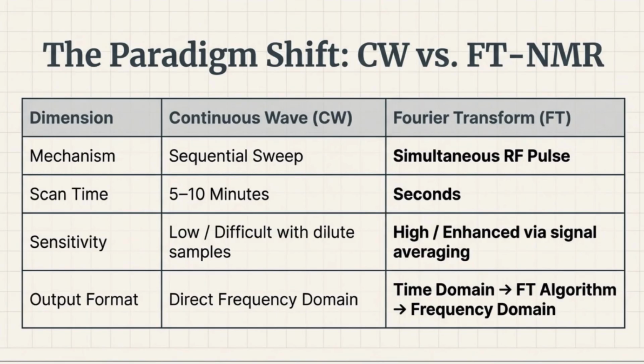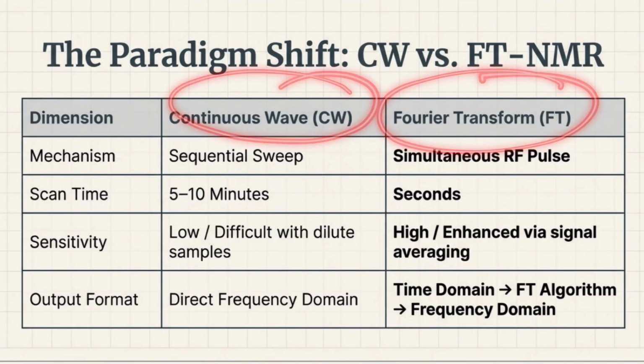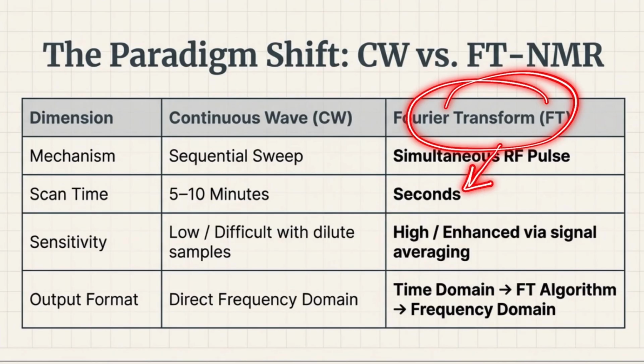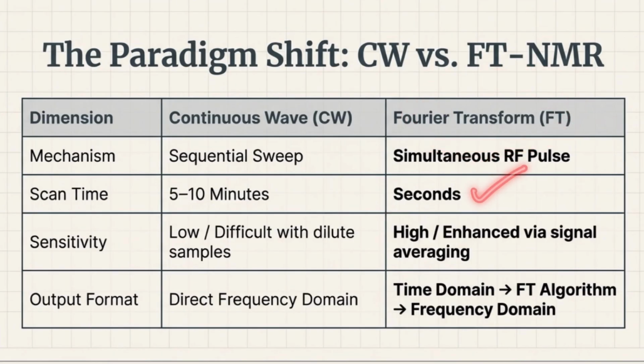So we have given here in this slide a comparison between continuous wave and Fourier transform instruments. First of all, we talk about mechanism. In continuous wave we are using a sequential sweep, whereas in Fourier transform we are using a simultaneous radio frequency pulse. In continuous wave instrument, scan time is about 5 to 10 minutes, whereas in Fourier transform scan time is in seconds. That is why we do multiple scans in order to enhance our signal to noise ratio.